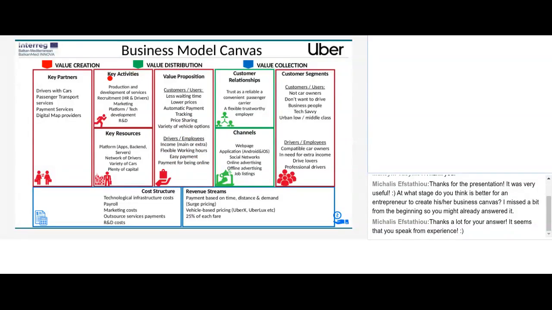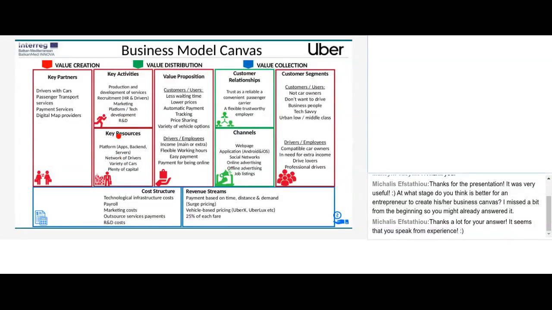Then let's move to the key activities Uber does. They do production and development of their services. They do recruitment, background checks of drivers, etc. They do a lot of marketing activities. It's a highly competitive market. And the most important probably is the platform and tech development and R&D, which is basically the maintenance, the support, and the development of their platforms so they can work efficiently.